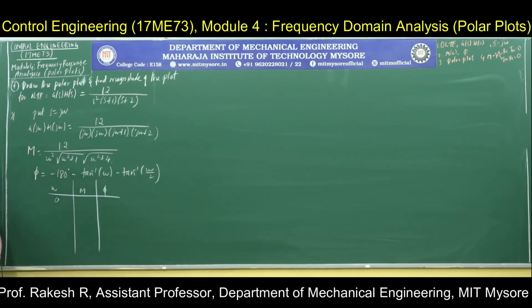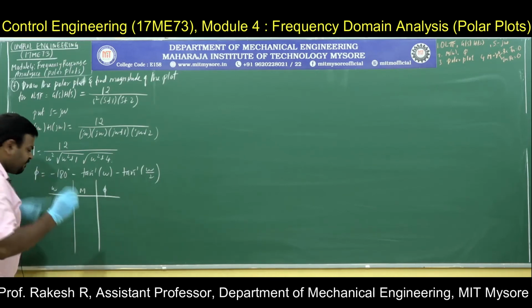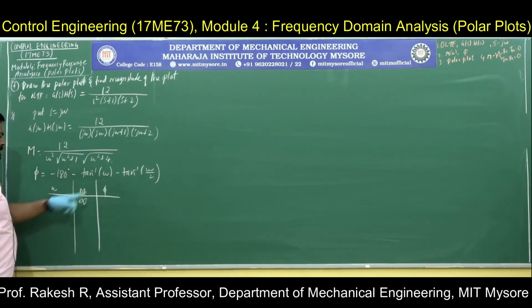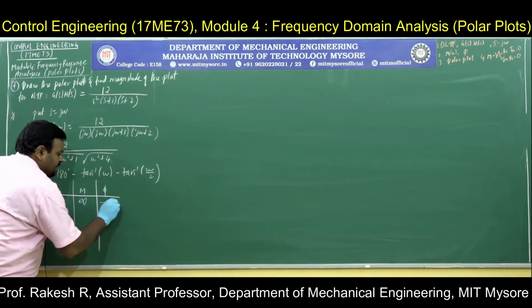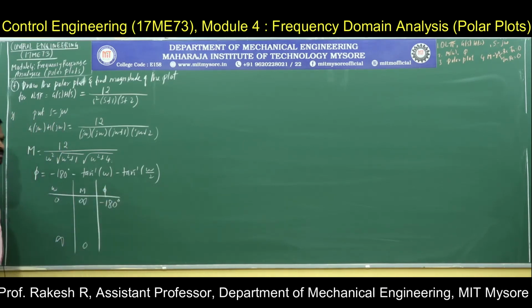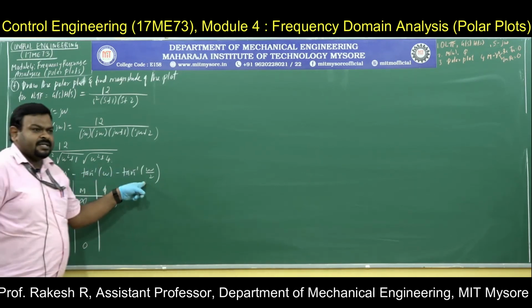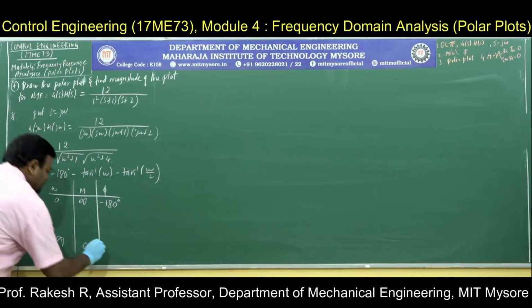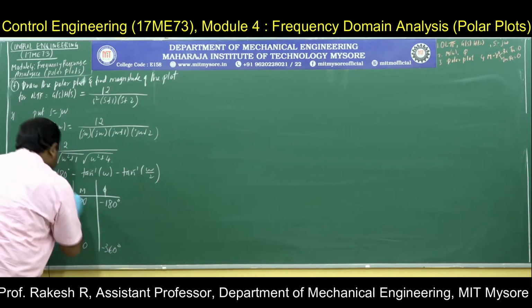If I give ω equal to 0, since there is an ω term in the denominator, anything by 0 is infinity. Directly write infinity. What is the phase angle? The phase angle is minus 180 degrees. Then at maximum value, ω infinity, the magnitude will be 0. What is the phase angle? Minus 180, minus 90, minus 90. So it will be minus 360 degrees.